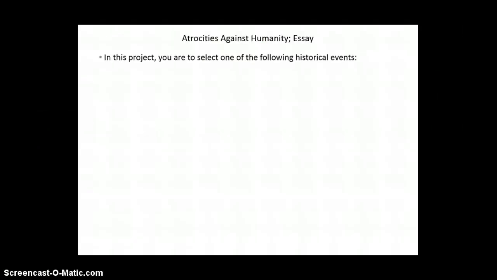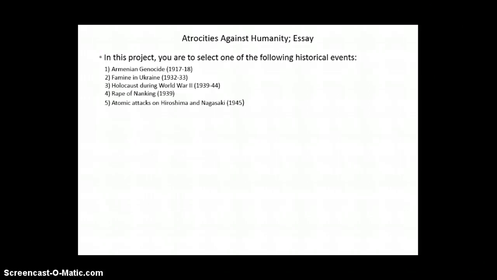In this project, you are to select one of the following historical events: the Armenian Genocide during World War I, famine in Ukraine between 1932 and 1933, the Holocaust during World War II, the rape of Nanking during the early part of World War II, the U.S. atomic attacks on Hiroshima and Nagasaki at the end of World War II, or the ethnic cleansing of Bosnian Muslims in Bosnia-Herzegovina by ethnic Serbs and Croats during the breakup of Yugoslavia.